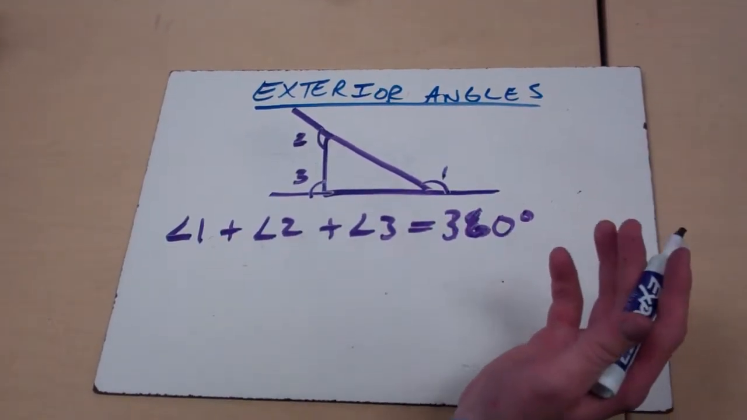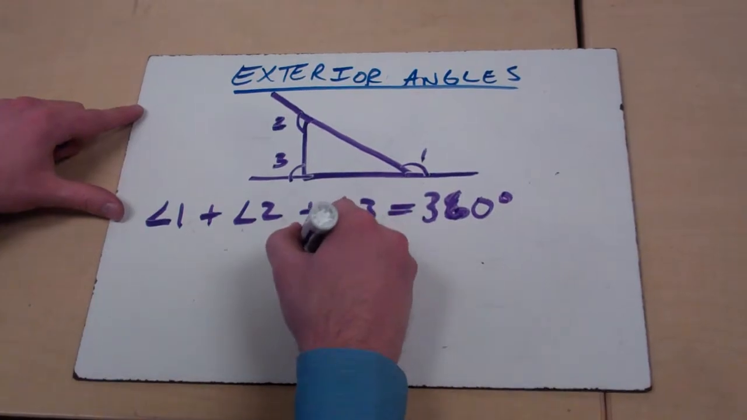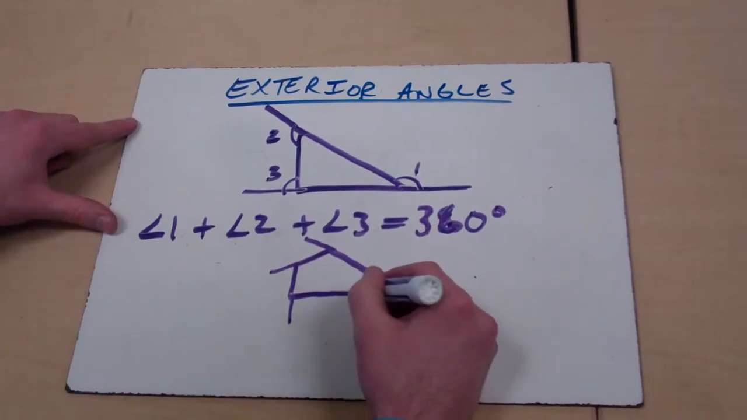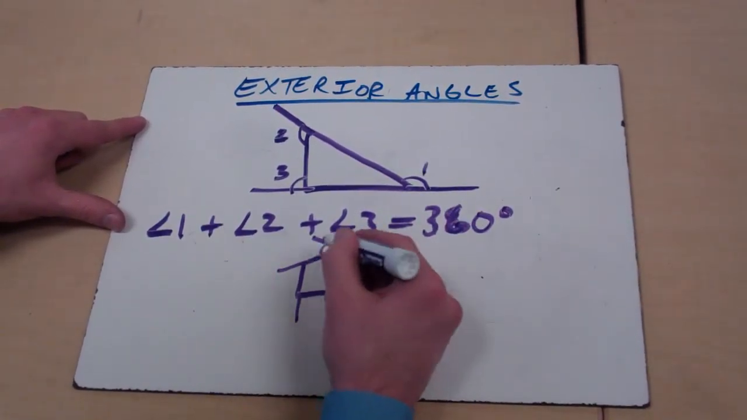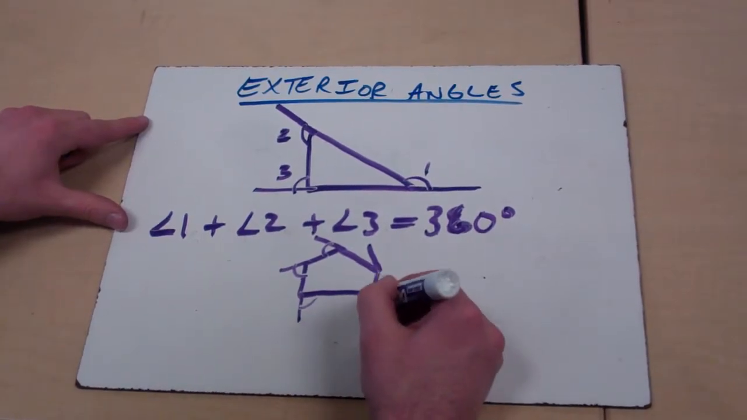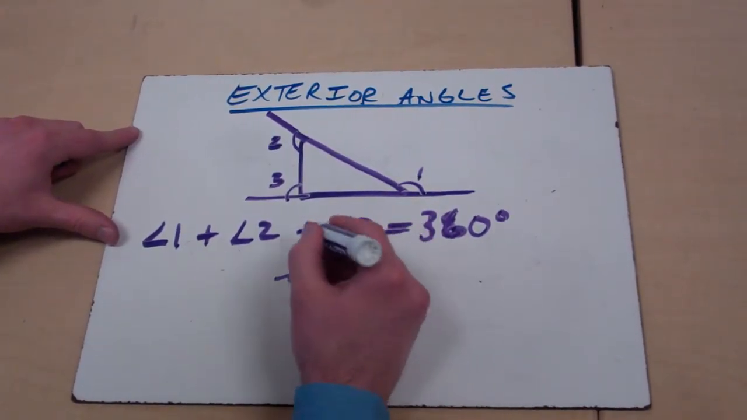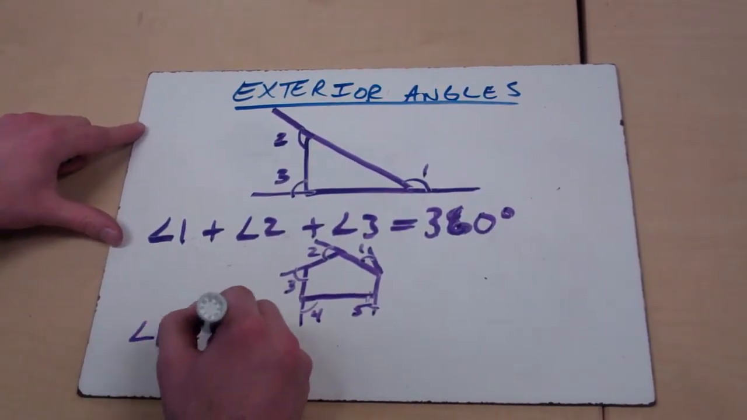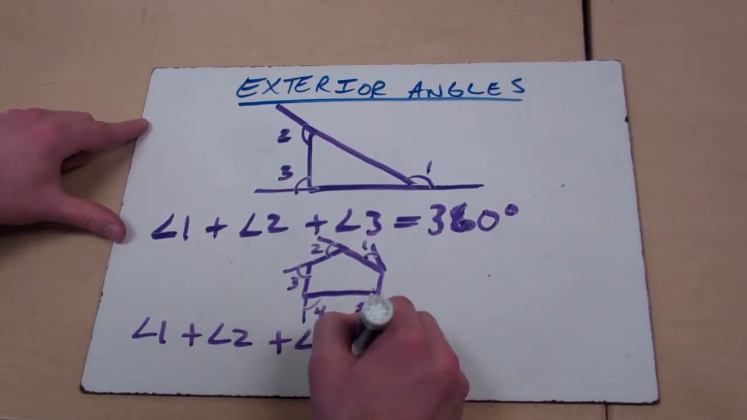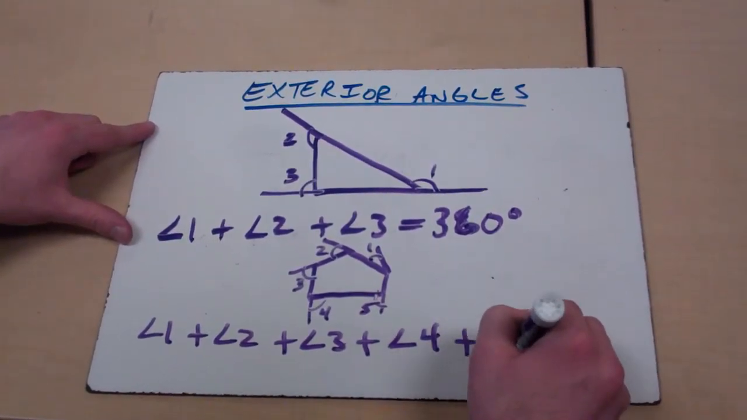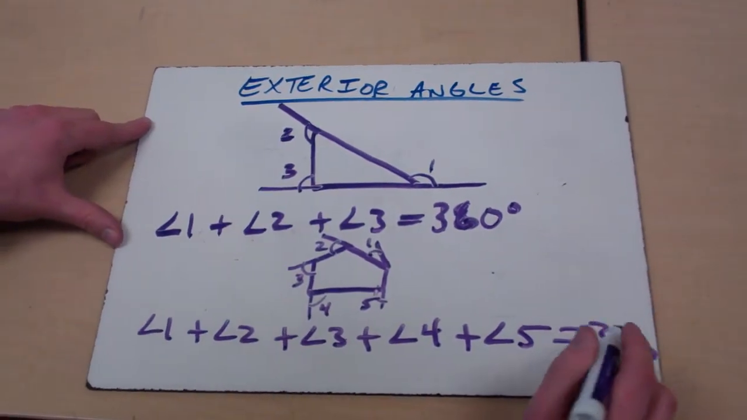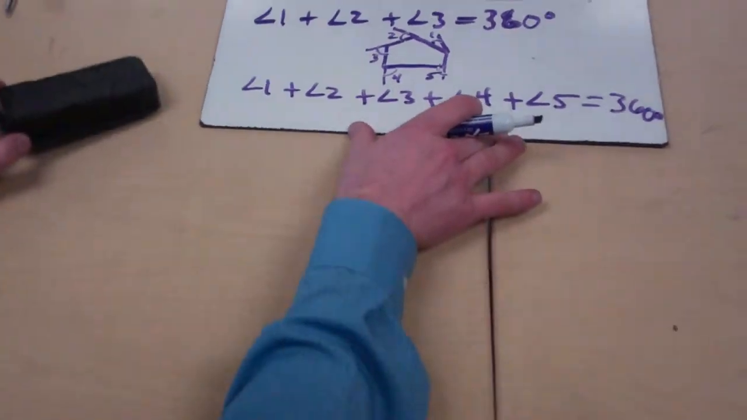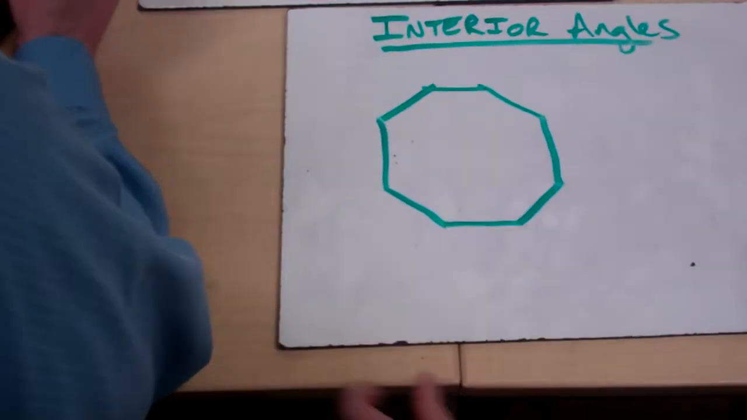All right, and the next one, to prove it in another way, let's take a pentagon. If we extend the line segments, looks like a pinwheel, doesn't it? All of these outside angles also equal 360 degrees if you add them all up. So angle 1 plus angle 2 plus angle 3 plus angle 4 plus angle 5 equals 360 degrees. All exterior angles add up to 360 degrees in any polygon. That's a really interesting fact, Mr. Athmer. What I'm going to talk about now, though, is interior angles.